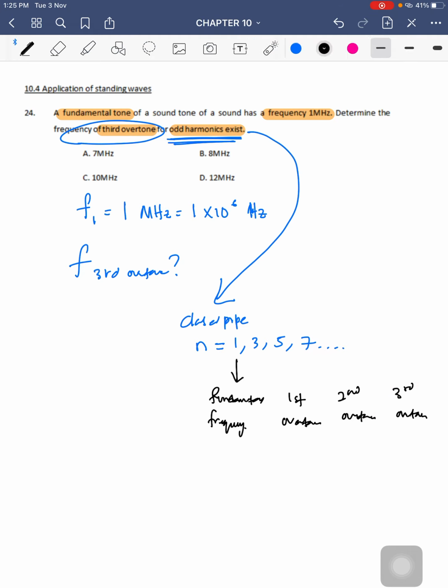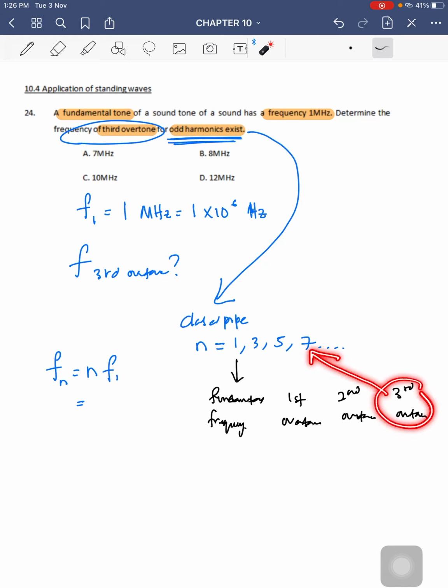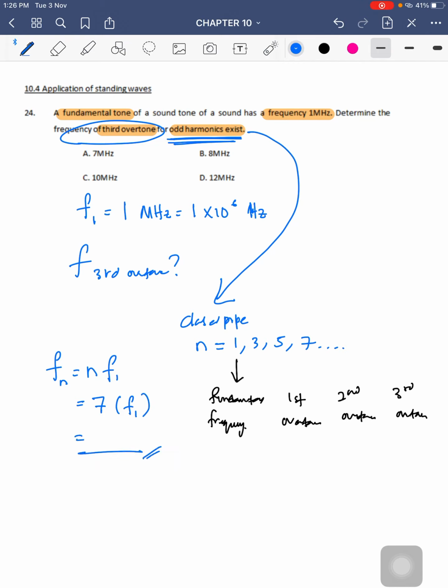Alright, so here is the solution for how to figure out the frequency. We have the equation Fn equals n multiplied by the fundamental frequency, where n is the number of harmonic. So for the third overtone, don't take n equals 3. For the odd harmonic, the third overtone is the 7th harmonic. So we substitute 7 in front, 7 multiplied by the fundamental frequency from before, then you get the answer.